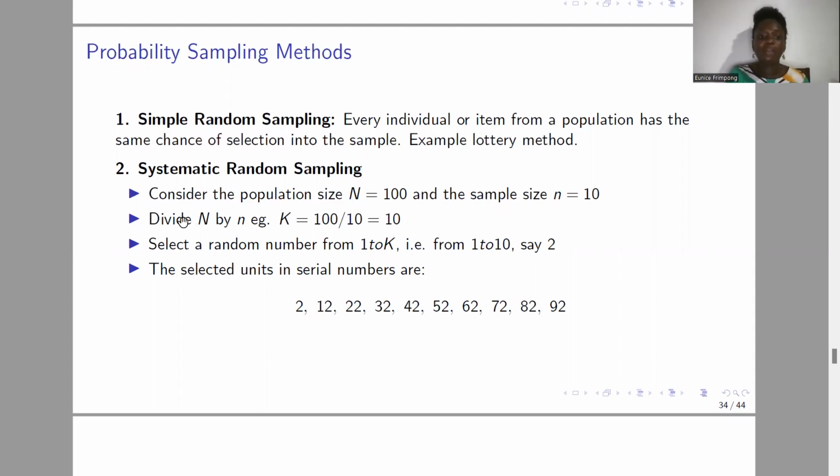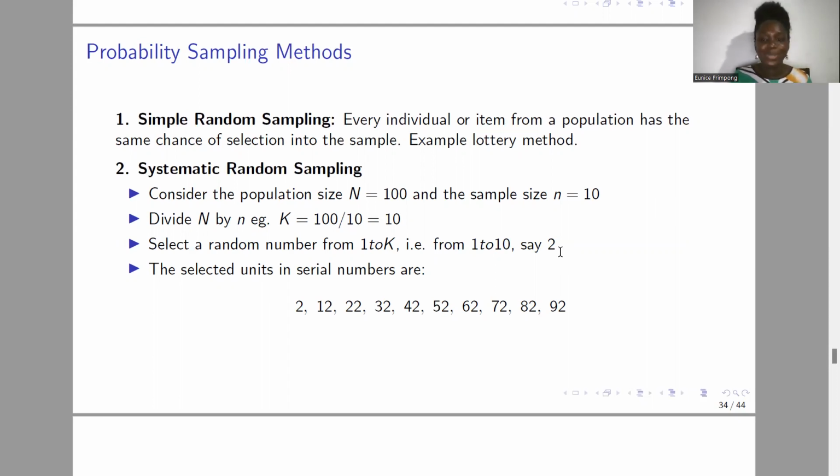The first step is that I divide my population by the sample. So I divide my 100 by 10, and that gives me 10. I define 10 as a variable K. Now I select any number at all between 1 and K. In this case, our K is 10. So I choose any number between 1 and 10, and I chose 2. You could choose 3 or 4.